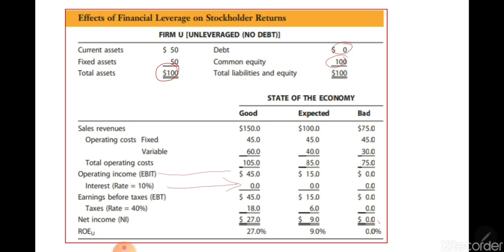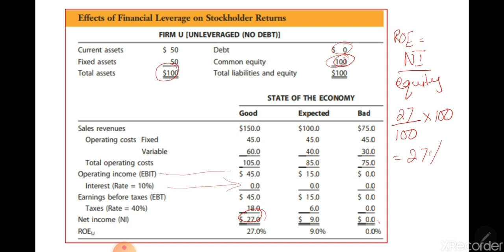How is this return on equity being calculated? The return on equity formula is net income divided by equity. So the net income over here is 27 and the equity over here is 100. So that makes it 27%, and so on in all of the other cases. So this was scenario number 1.